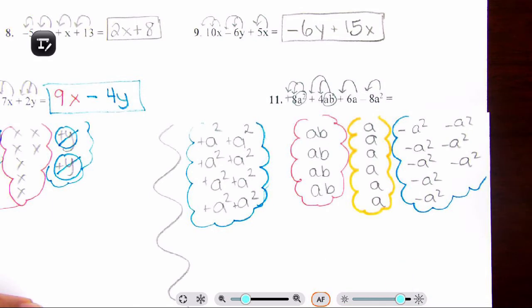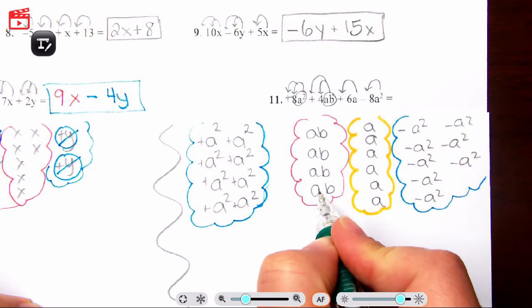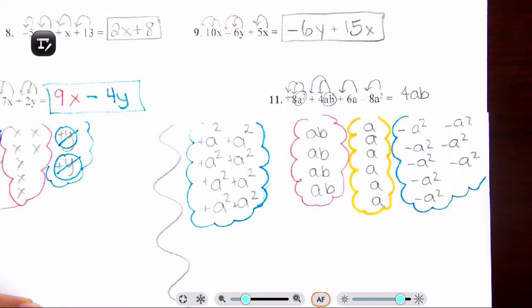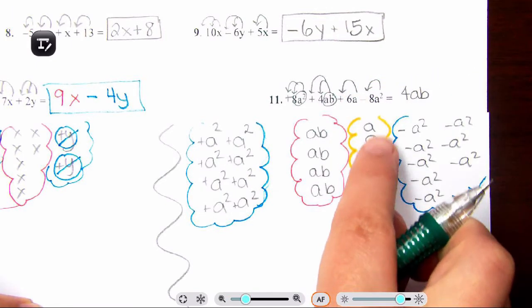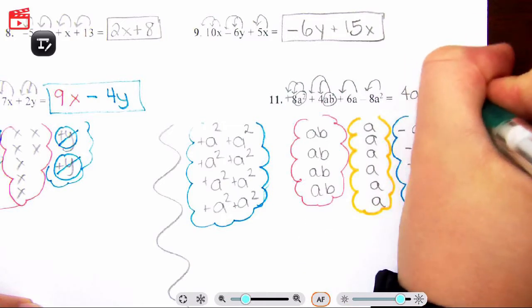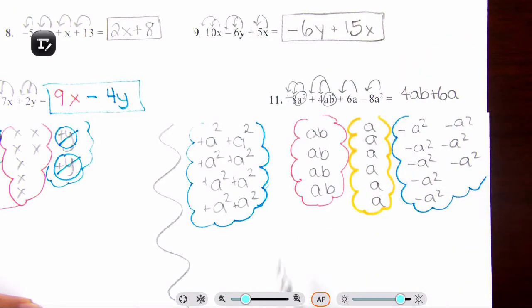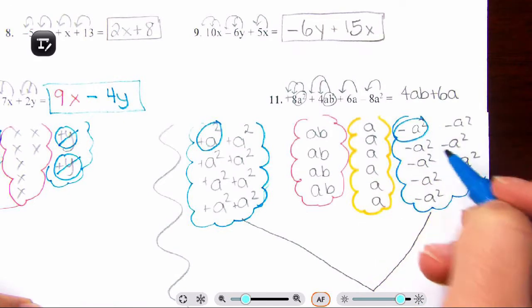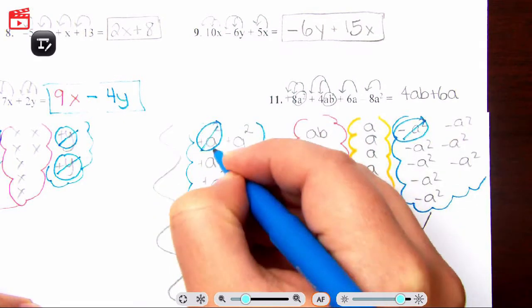So how will our answer look like? Well, I only have ABs, 1, 2, 3, 4 ABs that are positive. I have 1, 2, 3, 4, 5, 6 A's that are positive. And I have to combine my A squares. So how many total A squares do I have? I have a positive A squared and I have a negative A squared. We know that that means it's nothing. So we're going to do that.